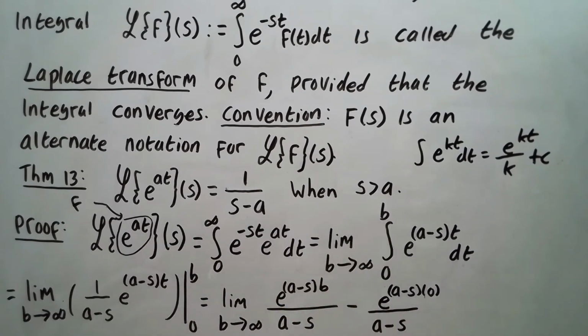Okay, so we need to then make an observation here. Since s is bigger than a, it means that a minus s is negative. But I'm out of space here, so let me erase a few things and we'll keep going.